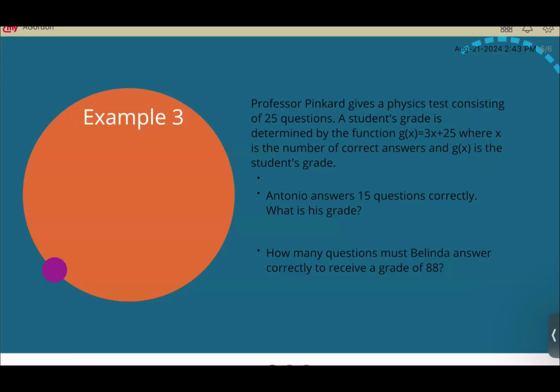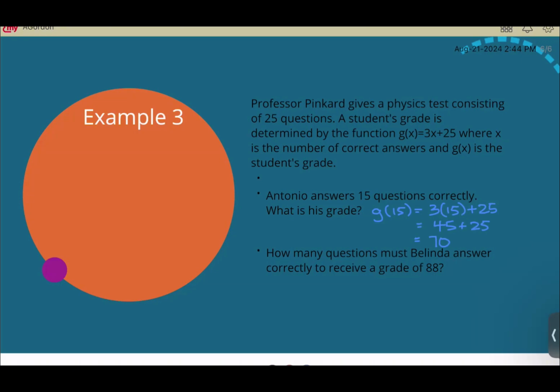What is his grade? So the information that they're giving us in this first part of the problem is the number of correct answers that Antonio gave. So correct answers is represented in the function by x. So they are telling me that x is equal to 15. So we need to plug in 15 for x. So this is going to become 3 times 15 plus 25. And 3 times 15 is 45. So 45 plus 25 means Antonio's grade is 70. Answers 15 questions correctly. Input is 15. I plug in 15 and I get out 70.